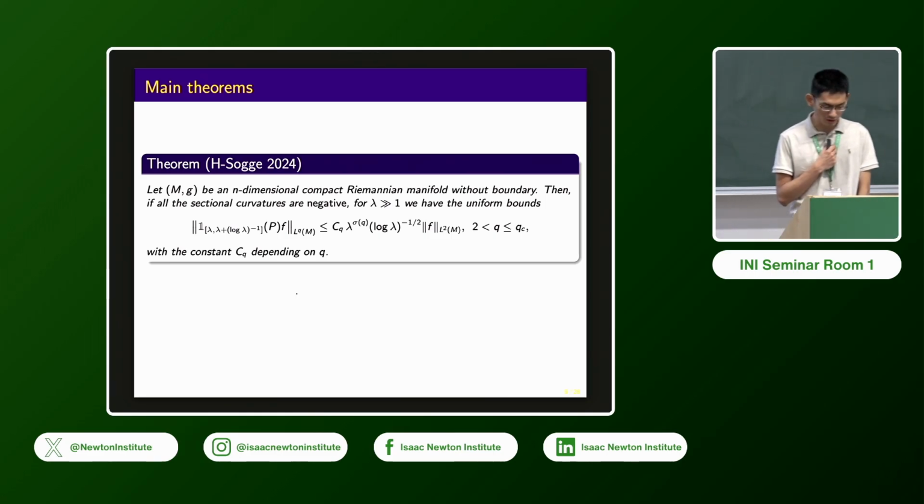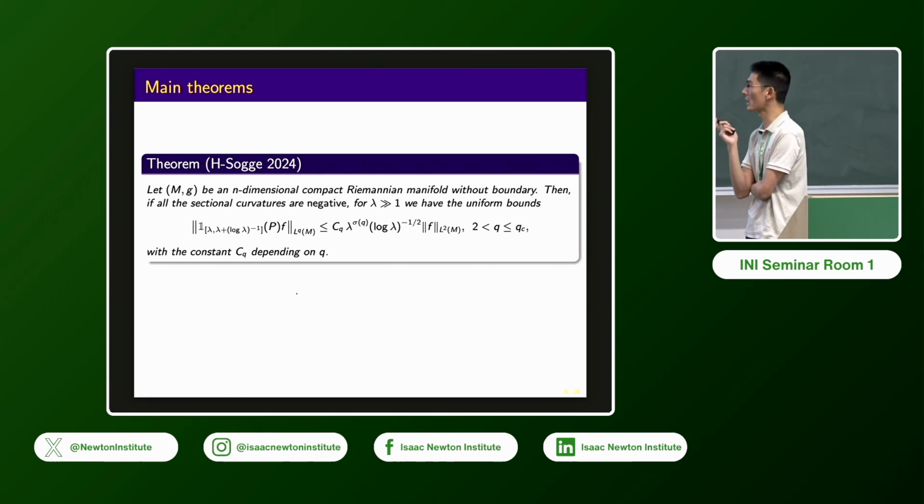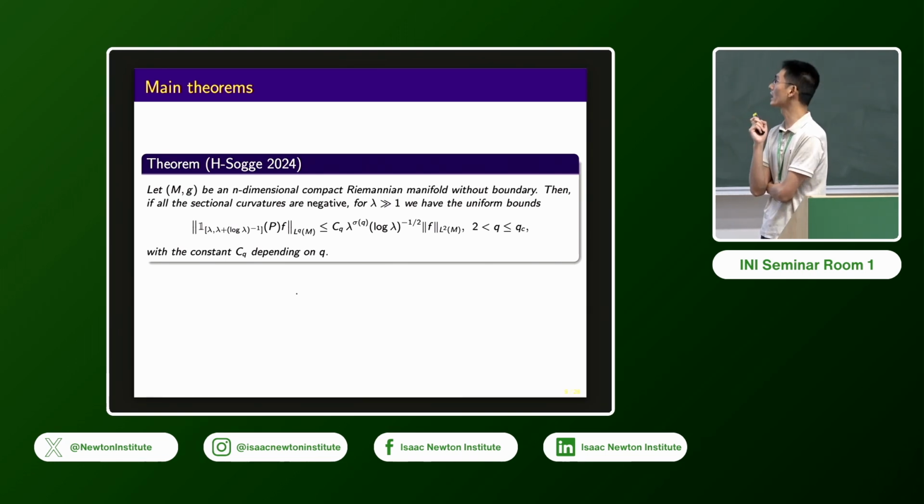In a recent work with Sogge, we showed that for an n-dimensional compact Riemannian manifold without boundary, assuming the sectional curvatures are negative, then for lambda bigger than 1, we have the uniform bound that for logarithmic intervals, we have a gain of 1 over square root of log lambda for any q between 2 and q_c.